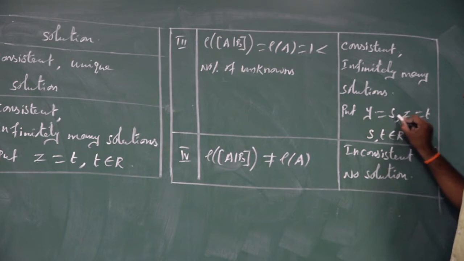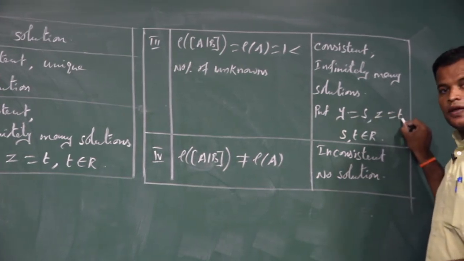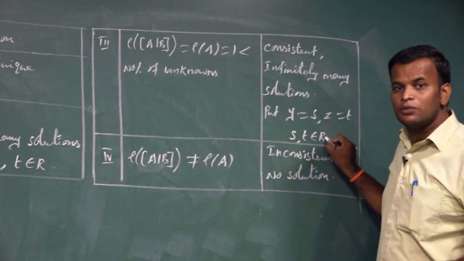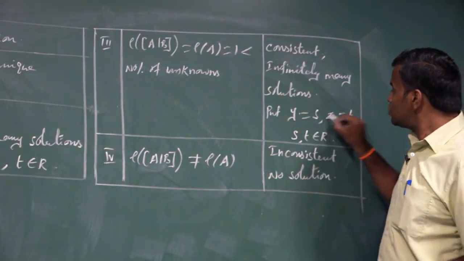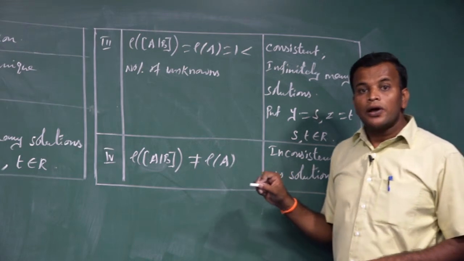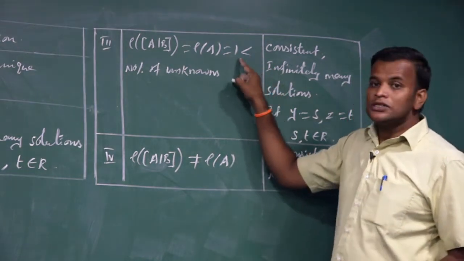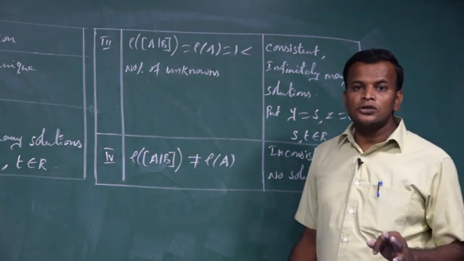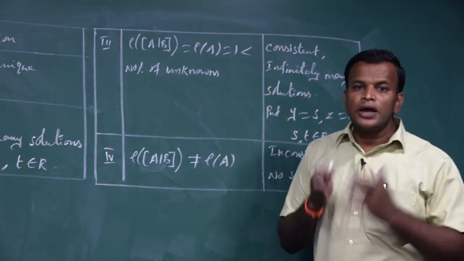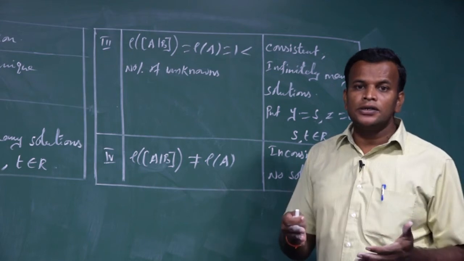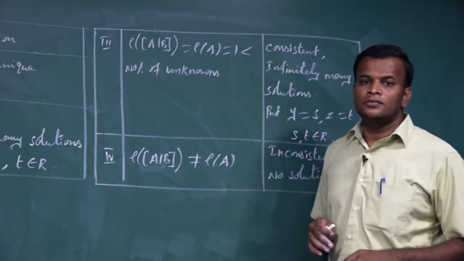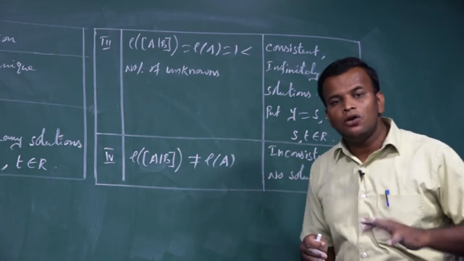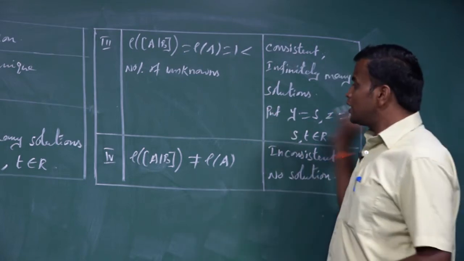So I will take y is equal to s and z is equal to t, but this s and t is a real number. S comma t is real number. What is the reason to assign these 2 variables as a constant? Because it has only one equation and how many unknowns? 3 unknowns. One equation, 3 unknowns we can't solve. So we assign 2 variables as a constant, then we find the solution. So we put the different value of s and t, we get a different value of a solution. So it has infinitely many solutions.